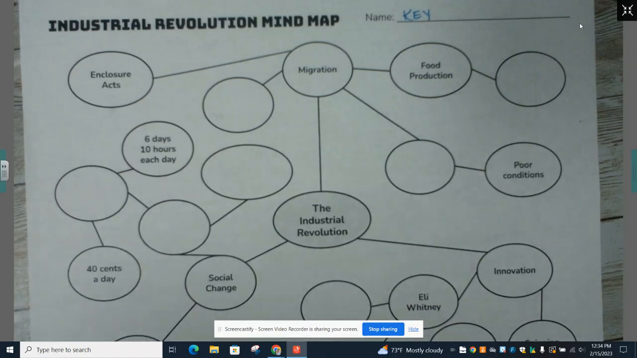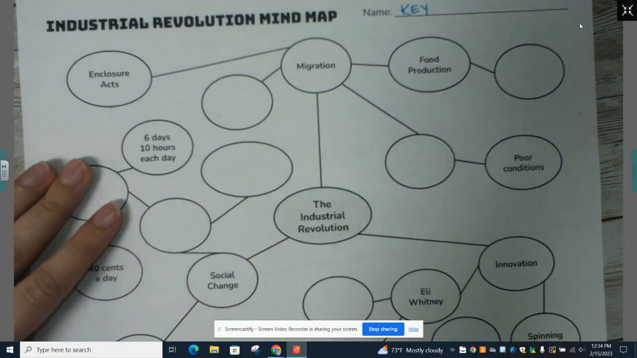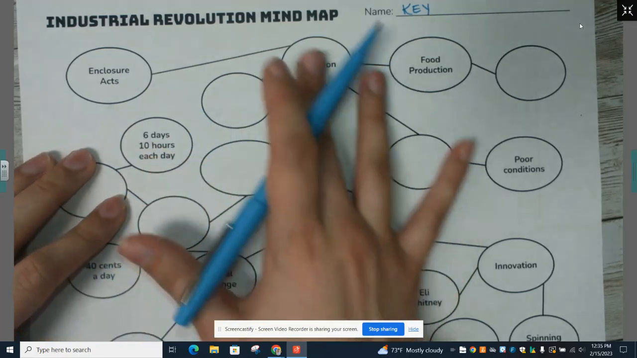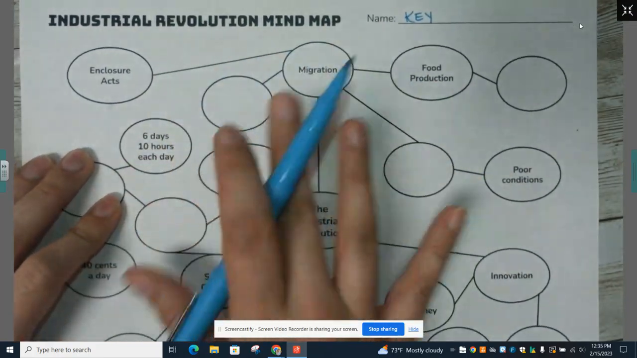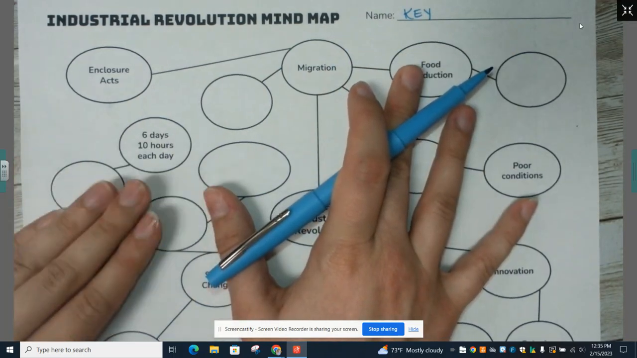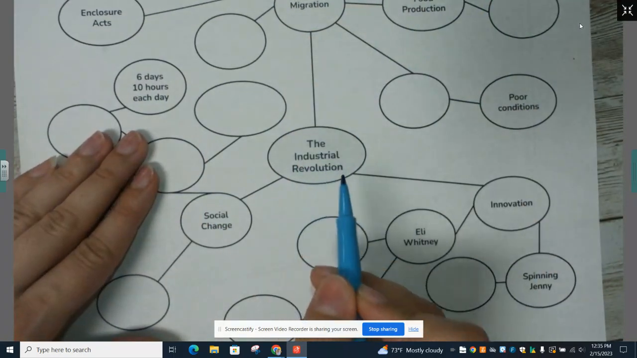Alrighty, everybody. So we are going to be discussing the Industrial Revolution. And we are going to do this by doing a mind map. The reason I'm having you do this is because it helps people who are visual learners to really see the key concepts that are going on in a story or in a unit of study. And we are going to be talking about the Industrial Revolution.